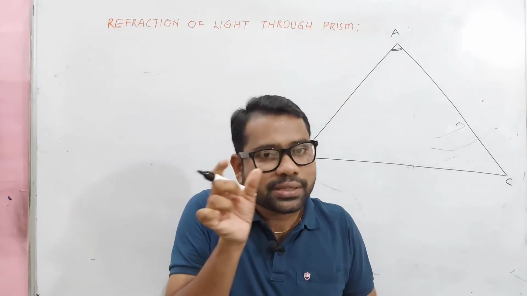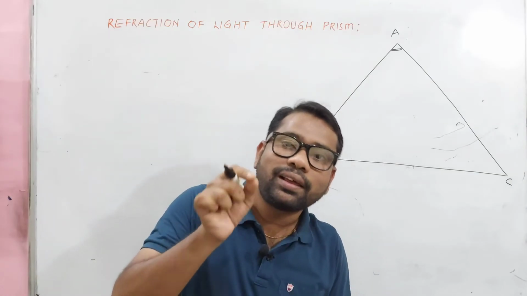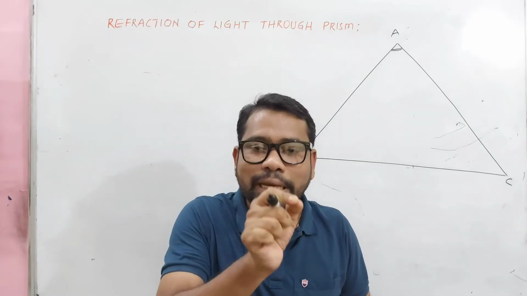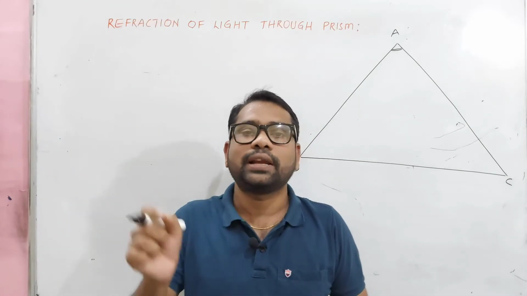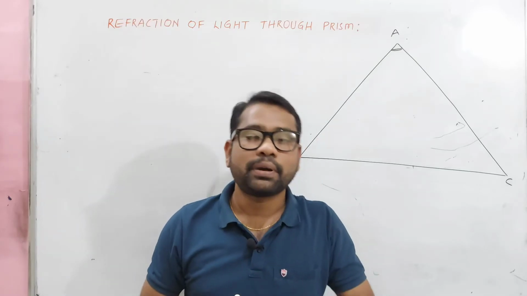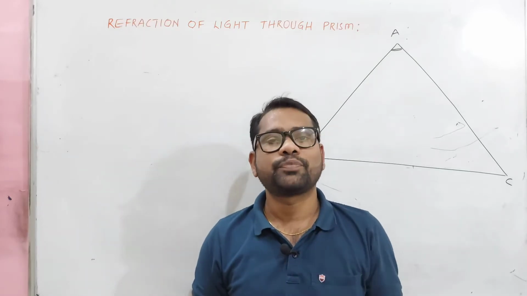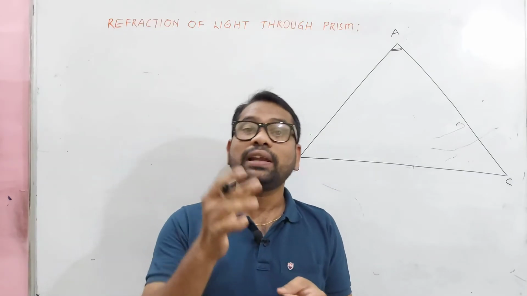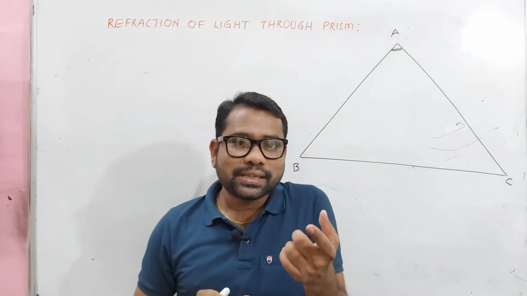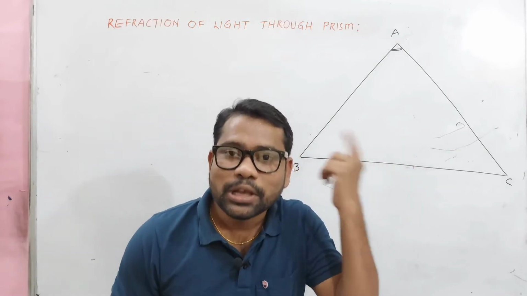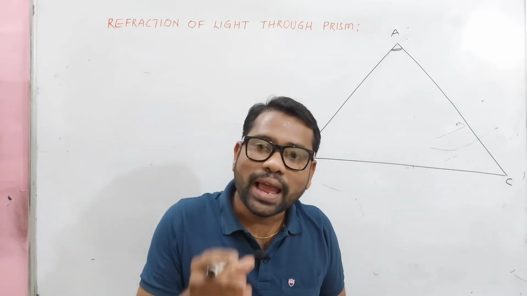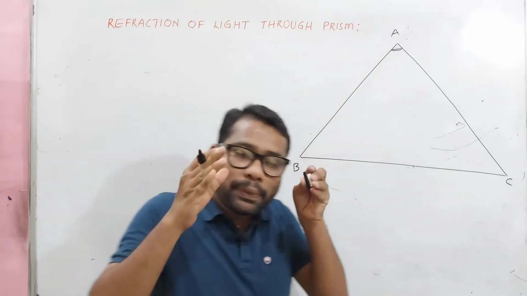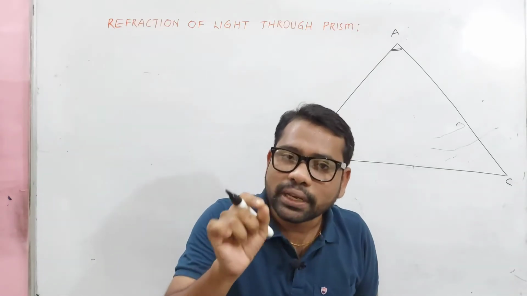Children, mono means single, chrome means color. So light with a single color is called monochromatic light. It might be red, green or blue. Then what happens when we take polychromatic light, that is white light? We will discuss what happens when white light falls on the prism in the spectrum topic. But today the complete discussion is with monochromatic light only.